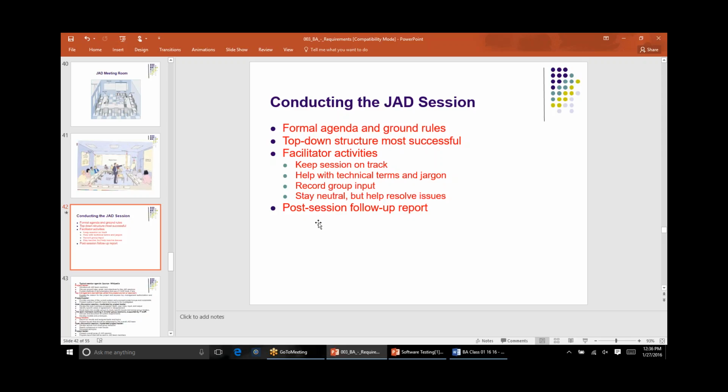And then we do the post-session follow-up. Post-session follow-up basically means if we did a session for 4 hours or 8 hours or 16 hours and we find out we still have some issues open, or there are certain points which have not been resolved, or there is any open item for that matter, in those cases we can use post-session follow-up.